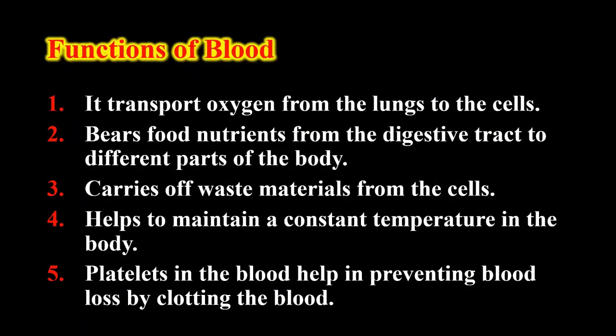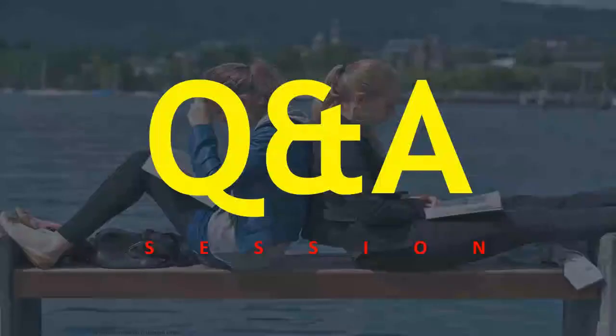And now let us understand the functions of the blood. The blood performs mainly the following functions. First, it transports oxygen from the lungs to the cells. Second, it bears food nutrients from the digestive tract to different parts of the body. Third, the blood carries off waste material from the cells. Next, blood helps to maintain a constant temperature in the body. And next, the platelets in the blood help in preventing blood loss by clotting the blood.